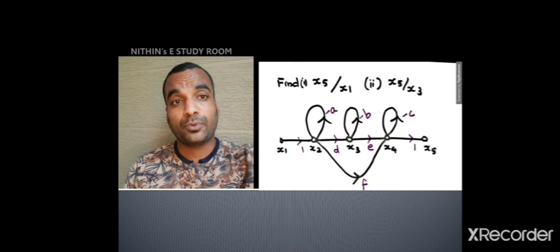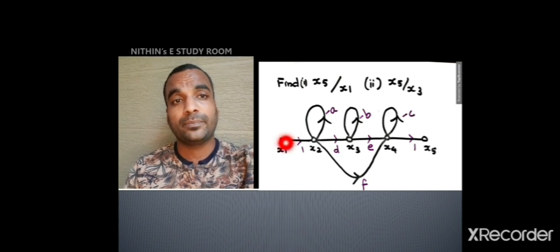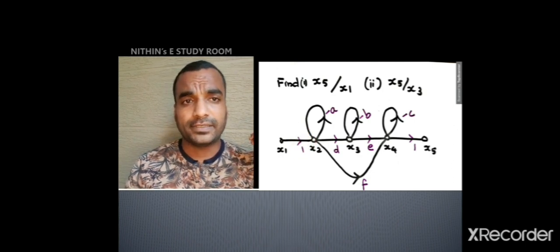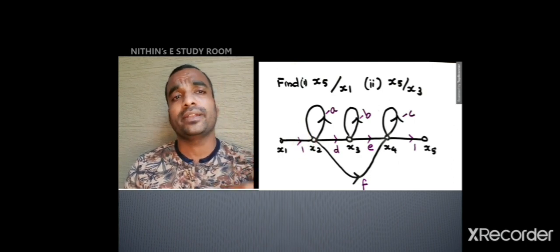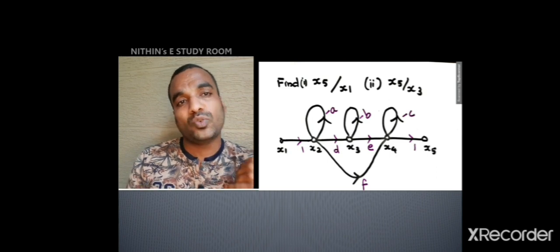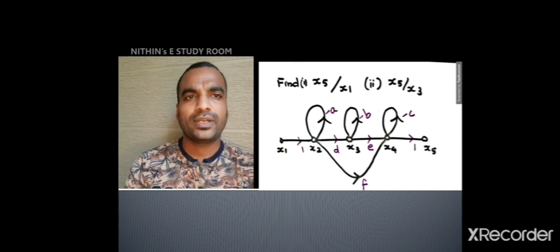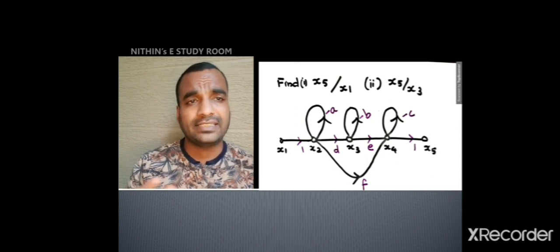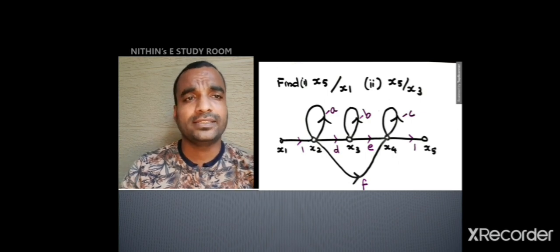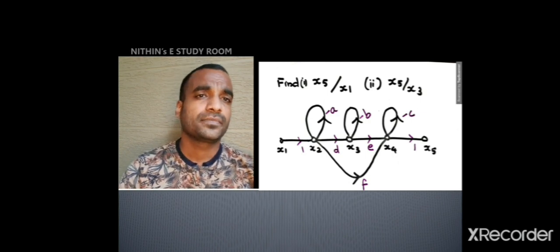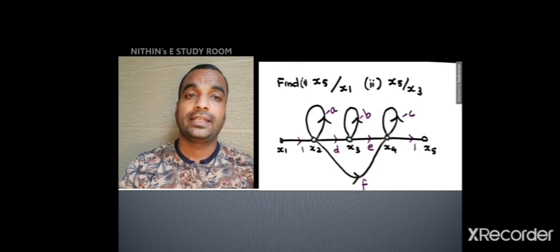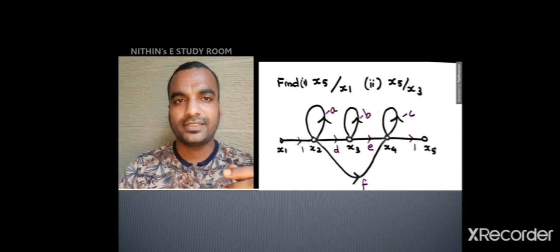And let us check the input node x1. Yes, it is also a perfect input node because all the signals are going outside. Only x1 is sending signals, or radiating signals towards outside. So it is an input node. So for finding x5 by x1, you don't need any adjustment. You can directly take these two nodes as output node and input node. Now my question, what was the definition of a forward path? A forward path should be connecting.